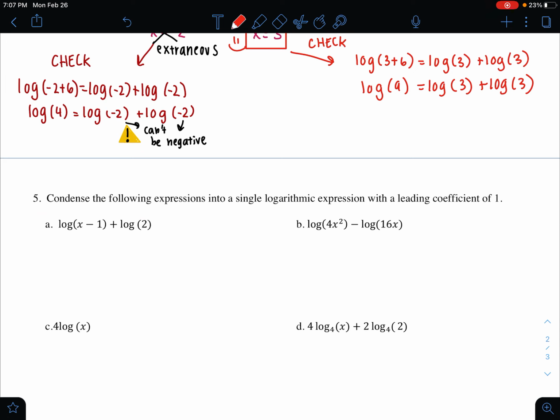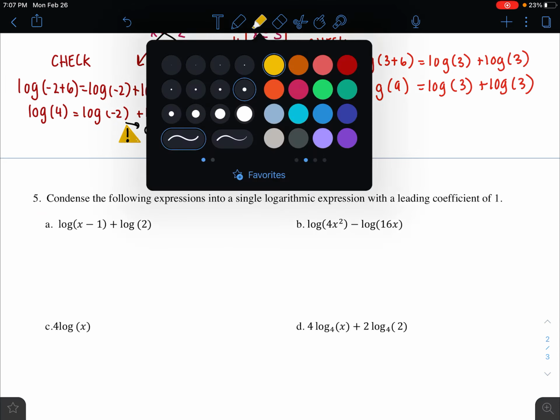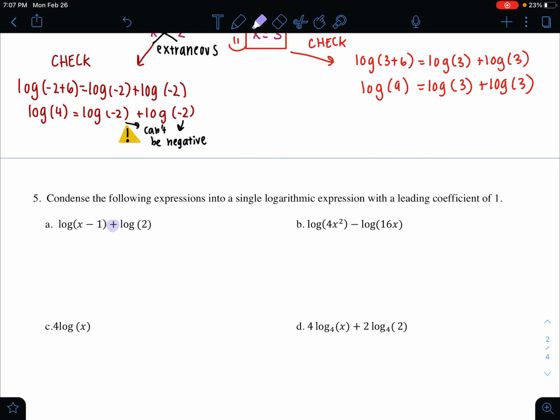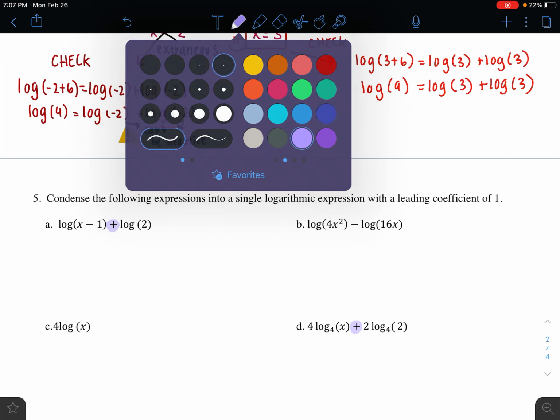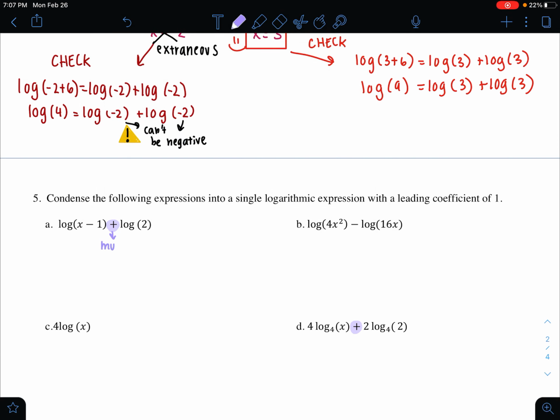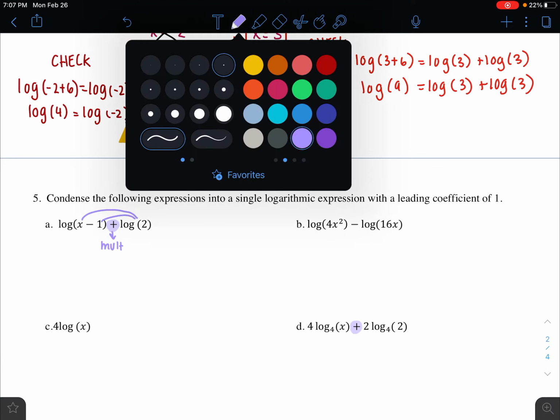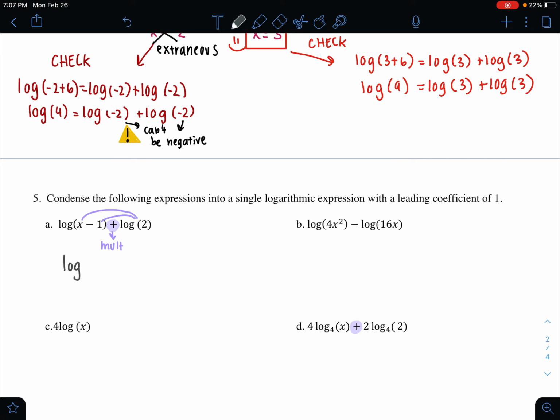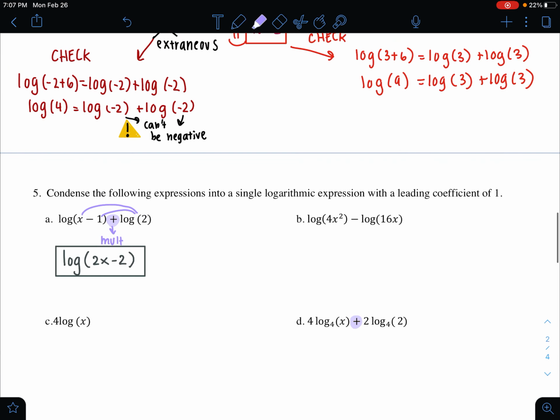Now we are going to do our last page of checking. So it's all about condensing. We know that when there is a plus, that means we are going to multiply our arguments. But I always first check, is there any numbers in front of the logs? No, that's good here, so we don't have to exponentiate anything. So we're going to go ahead and distribute. So x times 2 is 2x. Negative 1 times 2 is negative 2. That's our final condensed log.